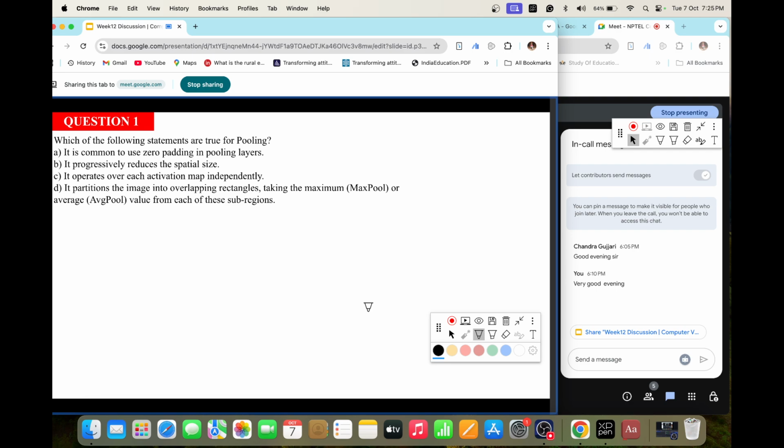Which of the following statements are true for the pooling? It is common to use zero padding in pooling layers. It progressively reduces the spatial size. It operates over each activation map independently. It partitions the image into overlapping rectangles, taking maximum pool or average pool value from each of these sub-regions. So any guesses for this?